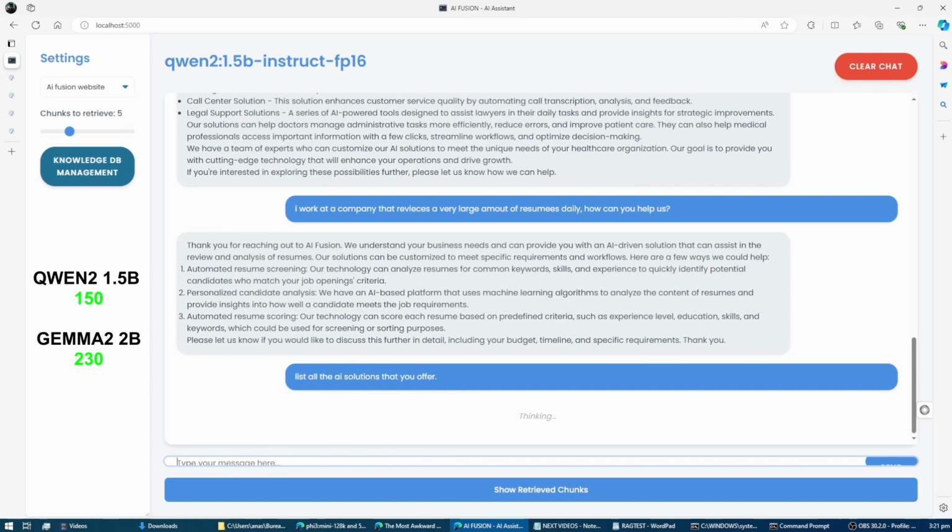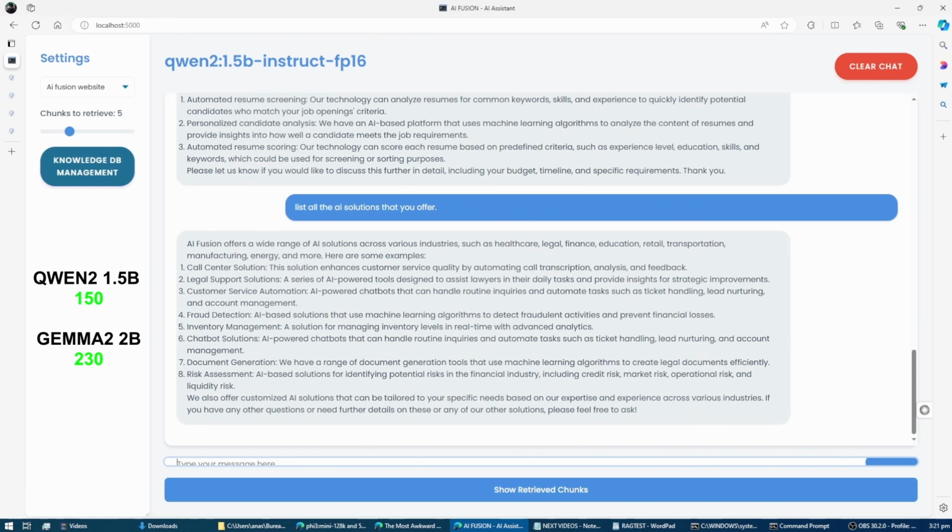Finally, we have the last question. List all the AI solutions that you offer. Qwen 2 starts strong, but then begins to hallucinate midway through the response. It misses some key solutions, so we'll deduct 30 points for incompleteness, inaccuracy, and hallucination.